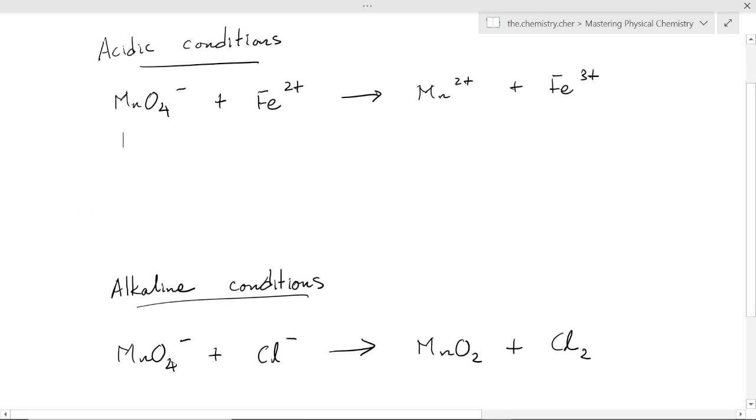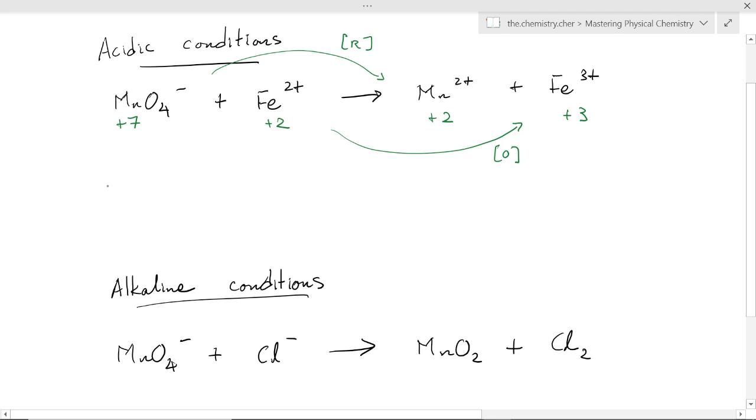So the first thing that we need to notice is which species is actually oxidized and which species is reduced. The easiest way to go about doing that is to figure out the oxidation states or oxidation numbers of the different species. So we know that this manganese here is +7, this iron is +2, this manganese is +2, this iron is +3. So what we can see is that manganese was reduced and iron Fe2+ was oxidized to Fe3+.